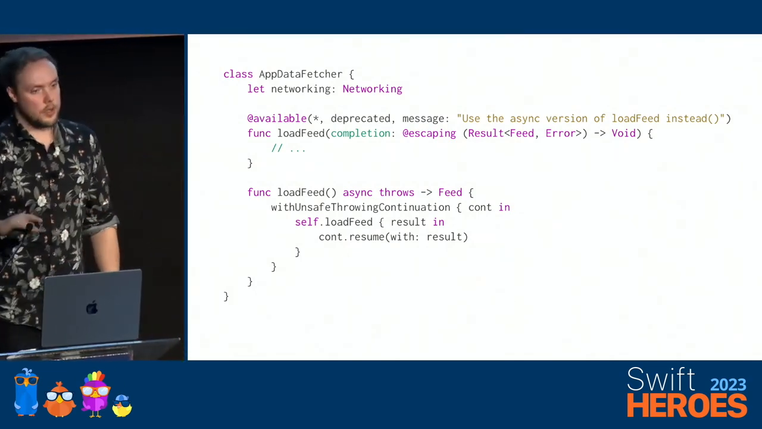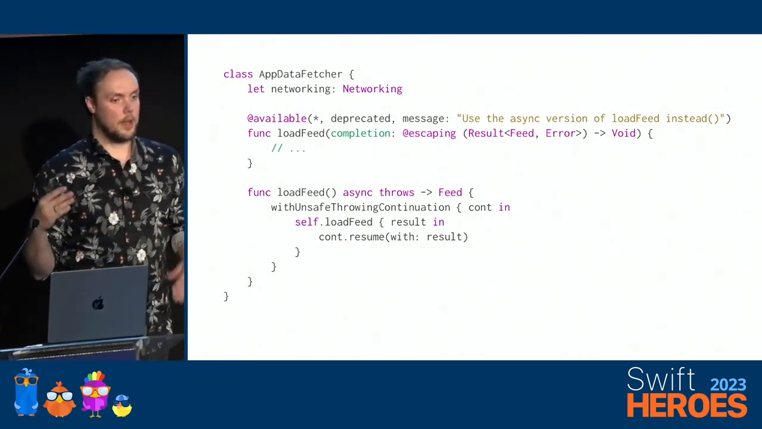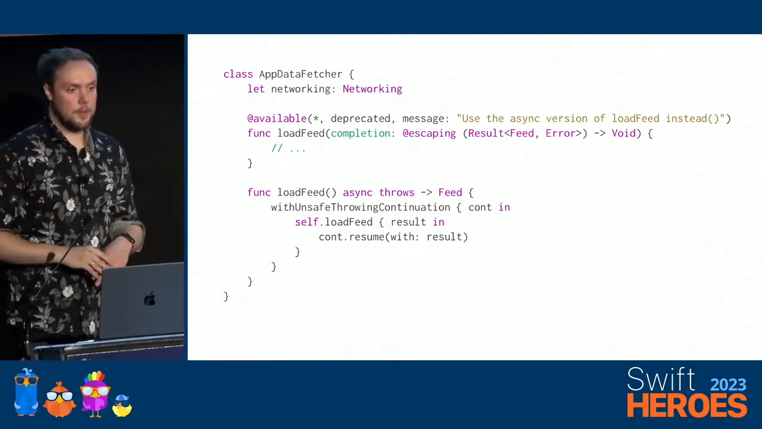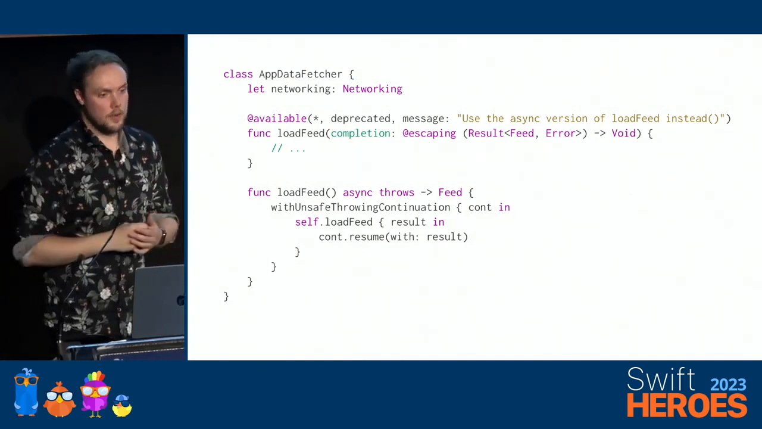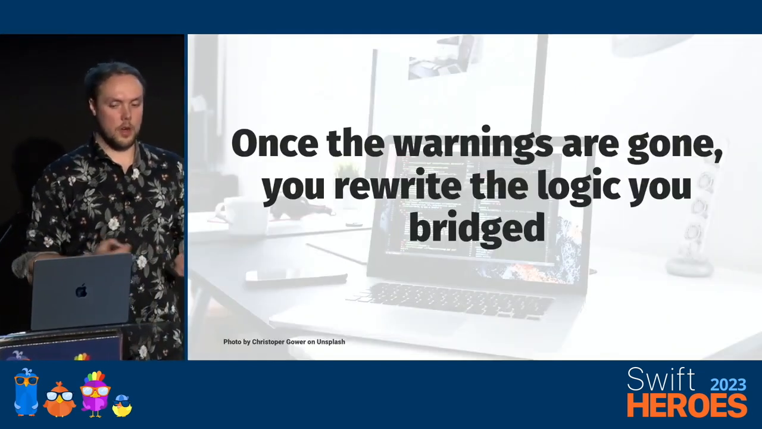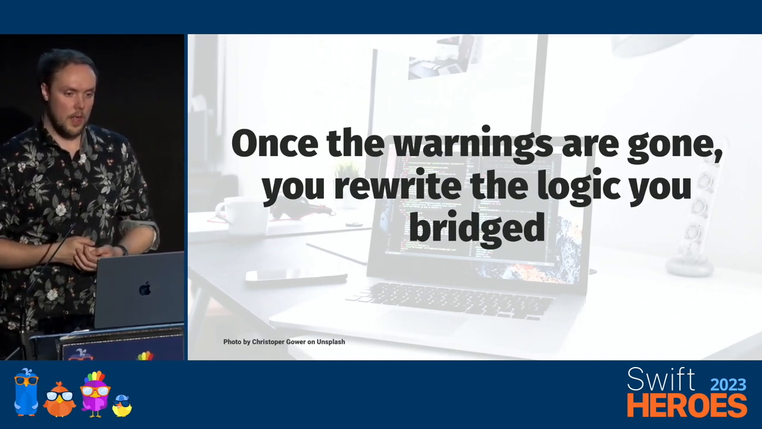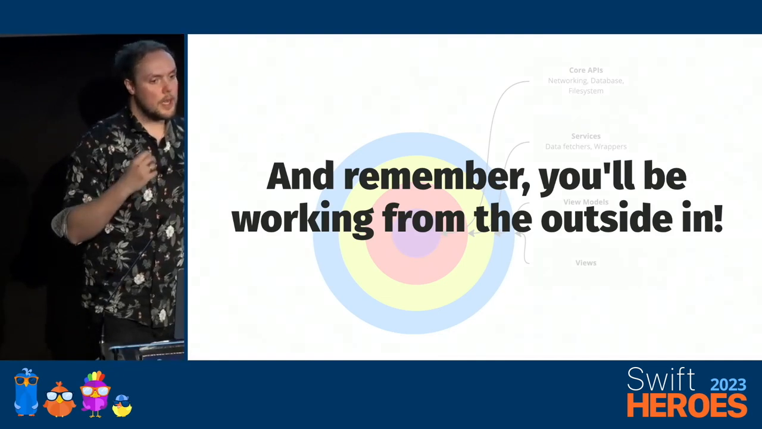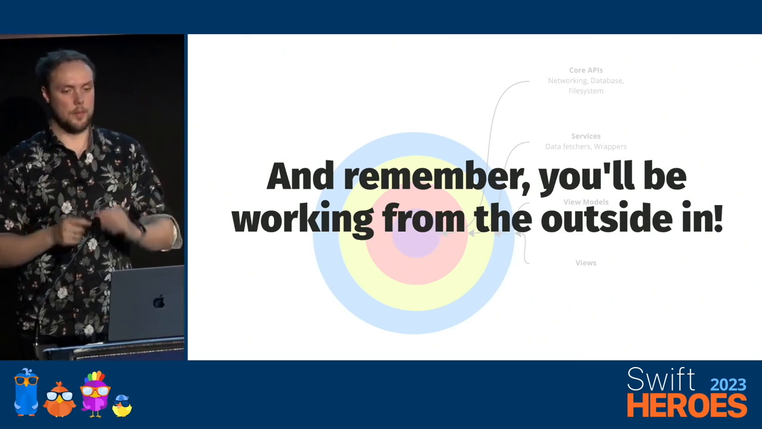This will give me a whole bunch of warnings usually, but by the time that the warnings are gone, I know that I'm no longer calling my callback-based API other than from my async function. So that's how I know that it's time to actually refactor the async function, to copy the business logic over, and to rewrite that function into being fully async await friendly. Right, so once the warnings are gone, you rewrite the logic that you bridged earlier, which is very, very nice. And again, you'll be working from the outside in, right? And this means that you're making small changes over time instead of going into something big.